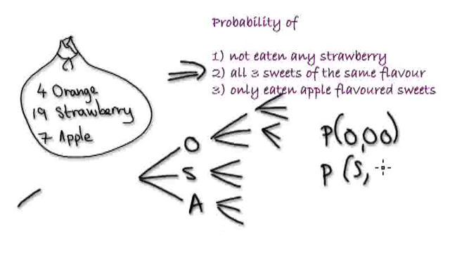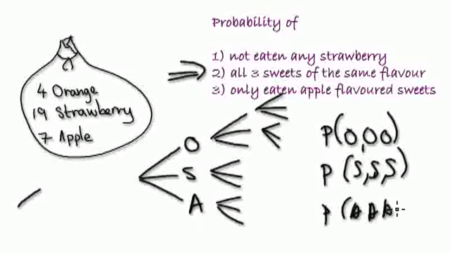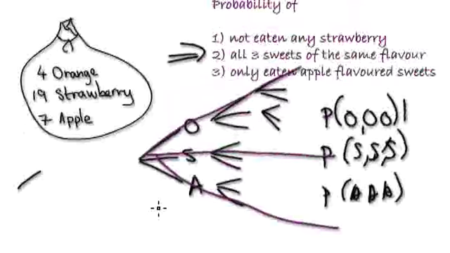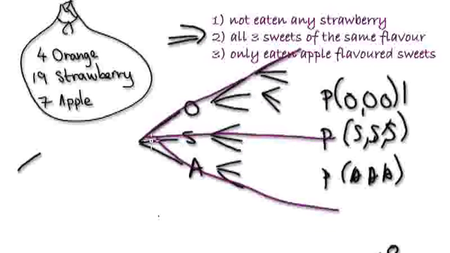Probability of S, S, S, strawberry, strawberry, strawberry, and A, A, A, and then maybe add these. Basically, what I'm trying to say is you only care about these three branches. You could draw the whole map, but it's not hard, just tedious. So jump to a shortcut.